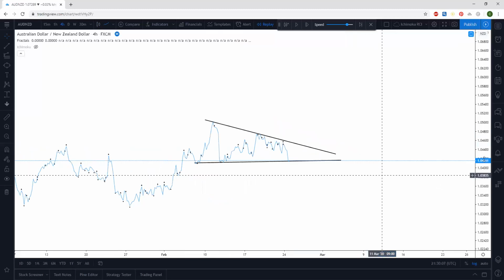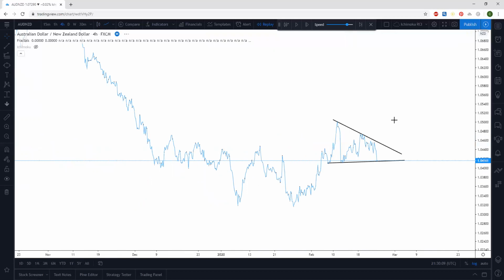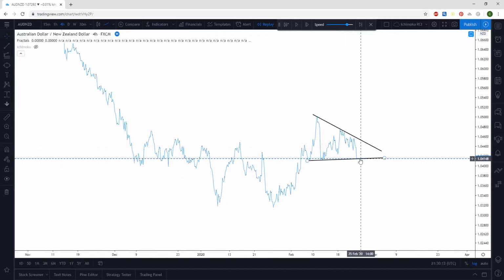So you could trade this one or two ways. Wait for the breakout, or you can trade it. Let me see. You could either do this. You either take it up, take it down. This is how you trade a P wave.